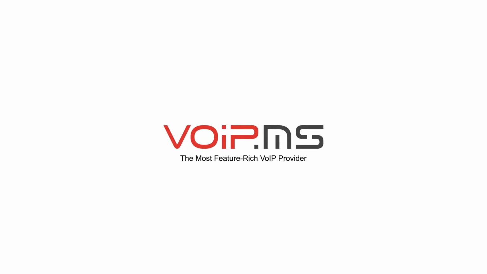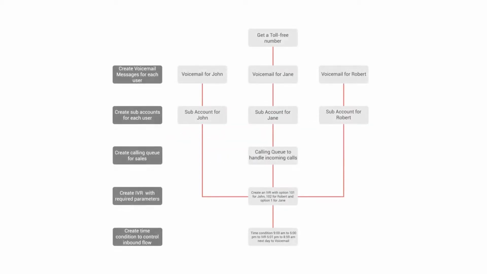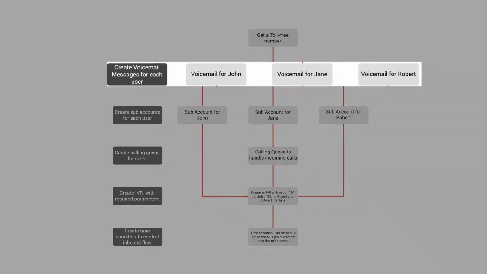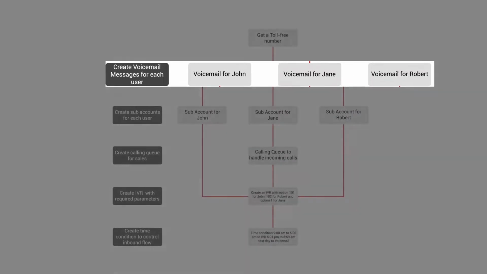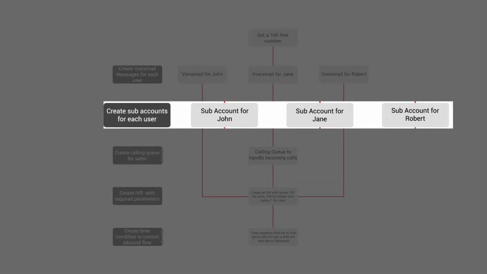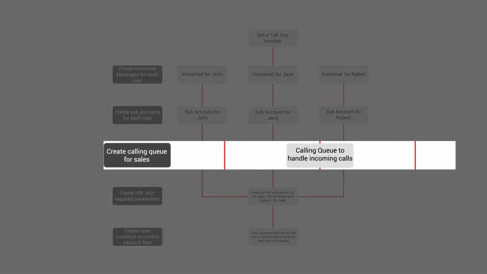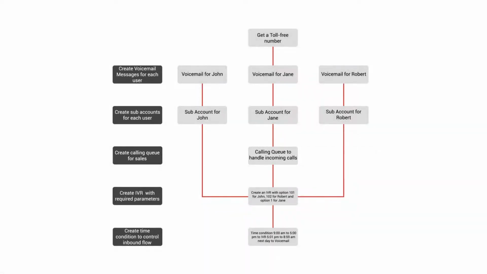In this video, I will show you how to get started with VoIP.ms. Whether you are a small, medium, or big business, we will see how to acquire a toll-free number, create a voicemail for you and your team, set sub-accounts and internal extensions for each of your users, create a calling queue for your incoming calls to hold until someone can answer and thus avoid missing any new leads.